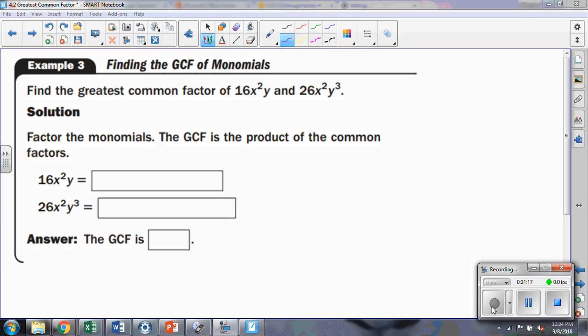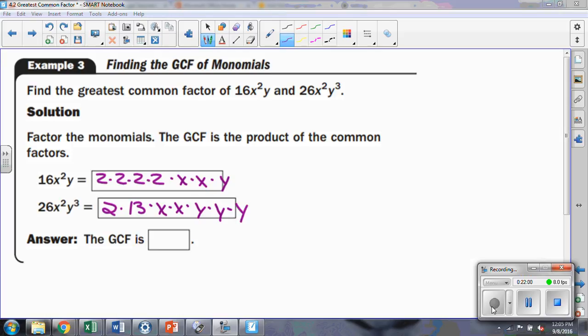This is based on factorization. Whether you need to create a factor tree or you use the list method to figure out your greatest common factor, I would recognize that 16 is 2 times 2 times 2 times 2. X squared means that there are 2 of them, and then we've got y by itself. For 26, 26 is equal to 2 times 13. And then we have x squared, so there are 2 of them. Y cubed, so there are 3 of them.